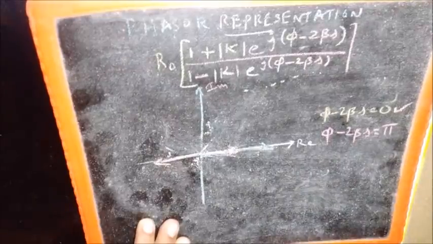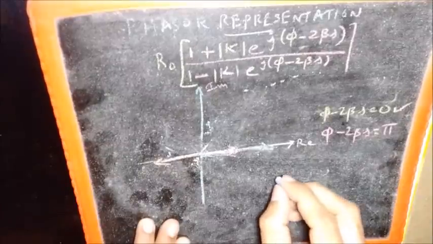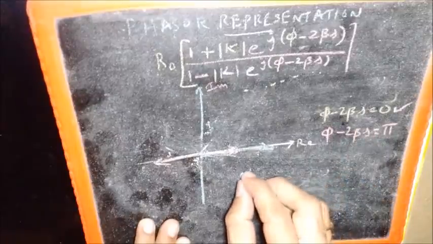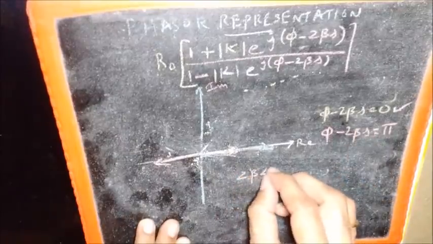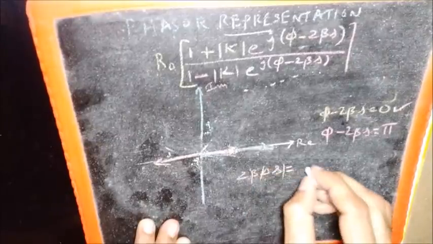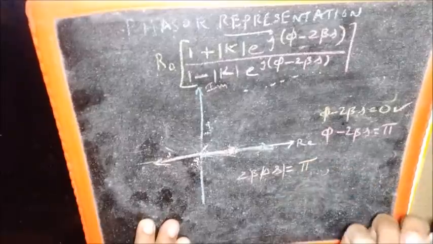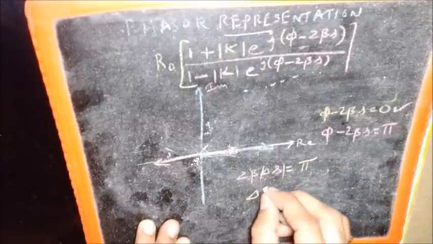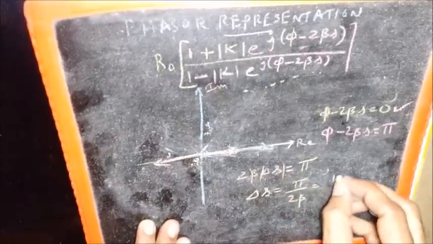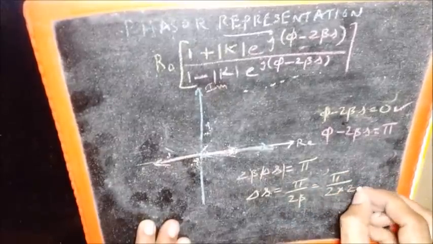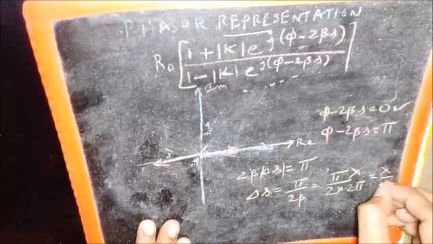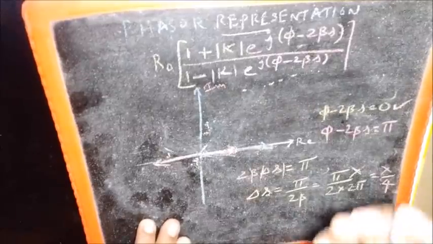So now from these two, if we find out, as we did earlier, what is 2 beta delta S, magnitude wise of course, we will get the result as equal to pi. That means delta S is pi by 2 beta, which is pi by 2 into 2 pi by lambda. That will give you lambda by 4. So this was seen earlier.